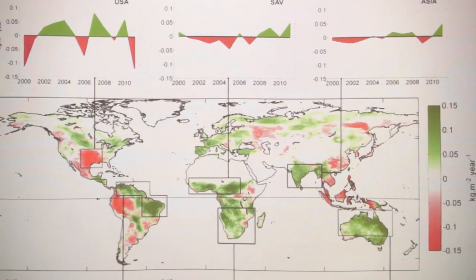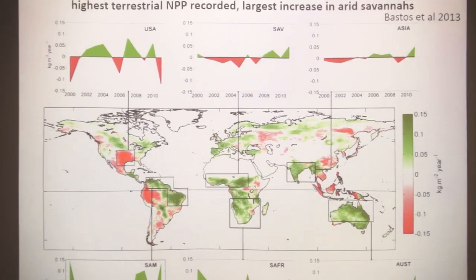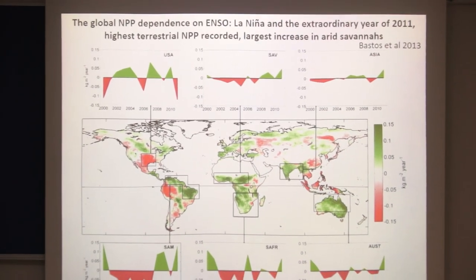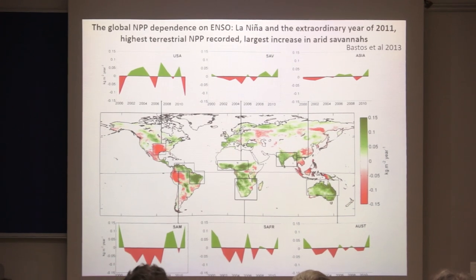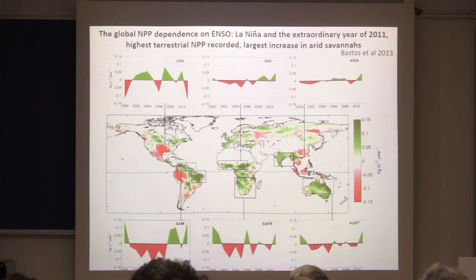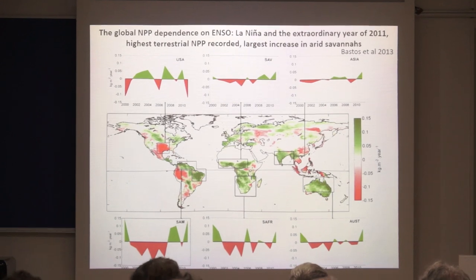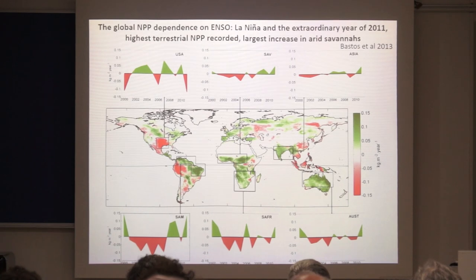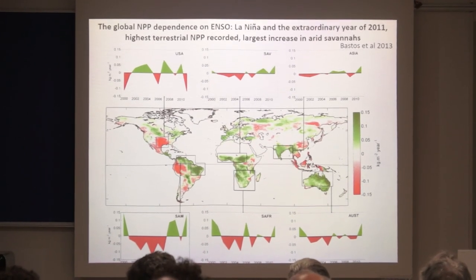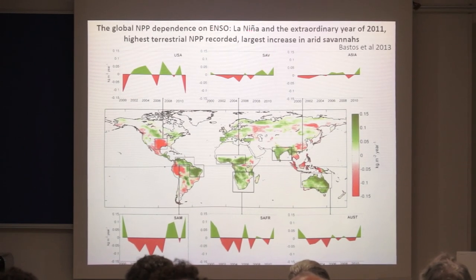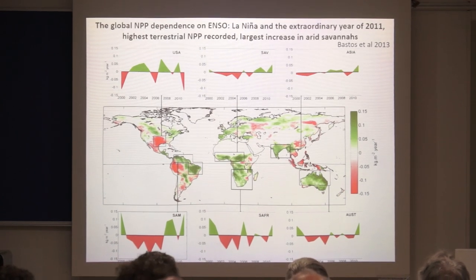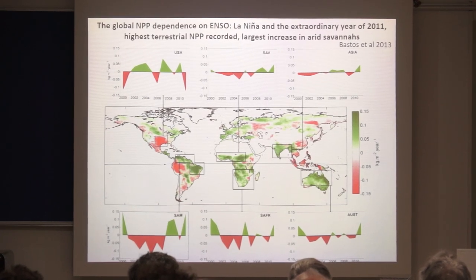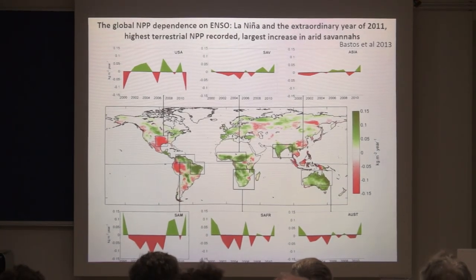Over the years, simply producing the data set was no longer a big challenge. The NASA computers do all the work while I sit and have a cerveza. We started trying to interpret more of what is causing the dynamics of this data set. In one paper, we found that the big La Niña year of 2011 was also the highest global NPP we'd ever computed.